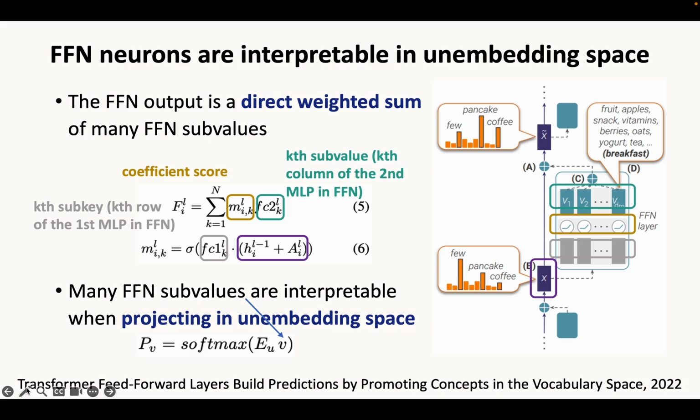Another background is the definition of FFN neurons. Each FFN layer has two MLPs. The i-th subvalue is the i-th column of the second MLP, and its corresponding subkey is the i-th row of the first MLP. The FFN output can be regarded as a weighted sum of many FFN subvalues. The coefficient scores are computed by the inner product between the subkeys and the residual output. Previous studies found that many FFN subvalues and subkeys are interpretable when projecting in unembedding space, which means multiplying the subvalue or subkeys with the unembedding matrix.